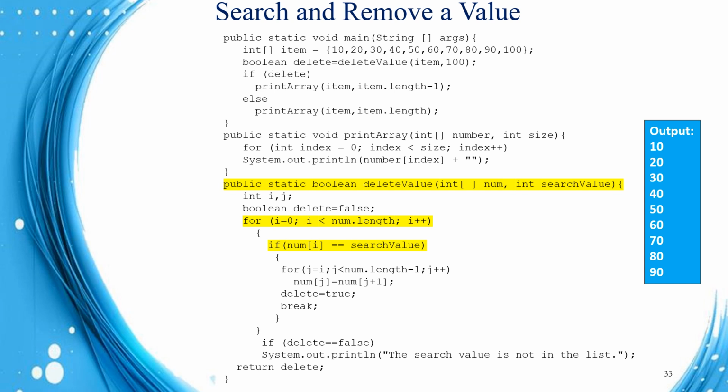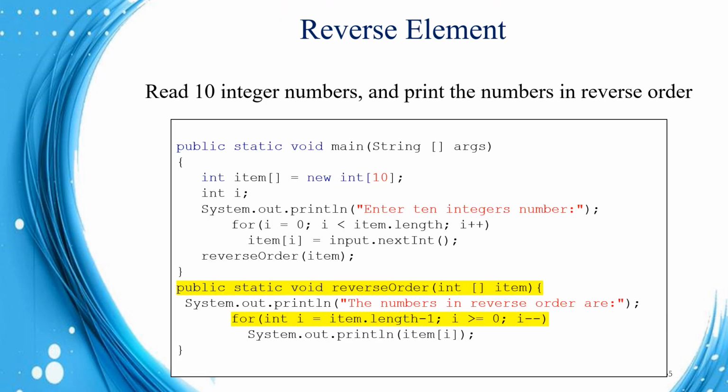Similarly, we can search and remove a value from the array. In this example, the deleteValue method finds the search value in the array num. Once it finds the search value, it sets the boolean delete to true. It then calls the printArray and displays the output of the array after it has removed the search value. We can also write a method to read the numbers and print them in reverse order. This can be done by using a for loop and looping from the last index number until 0.